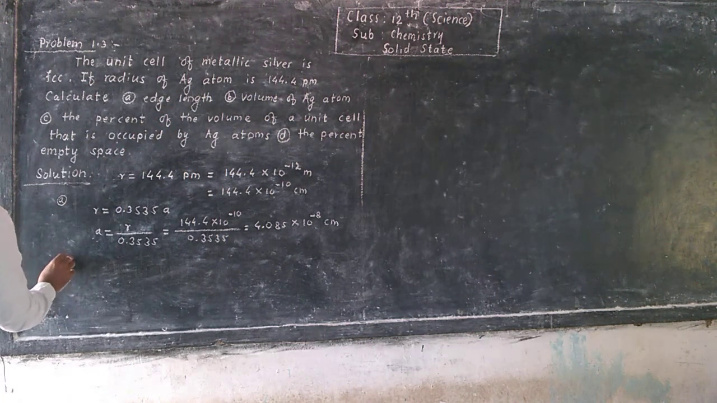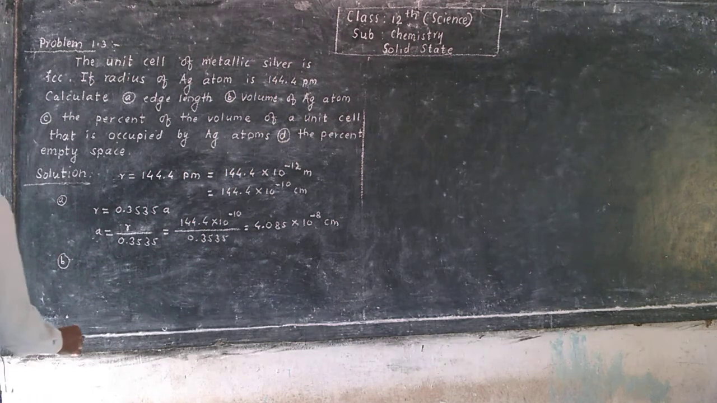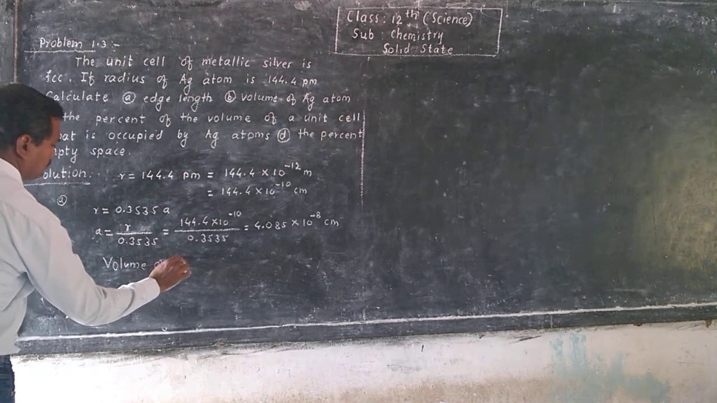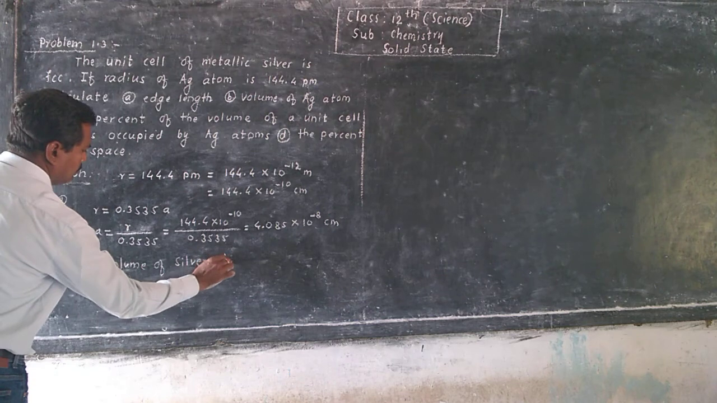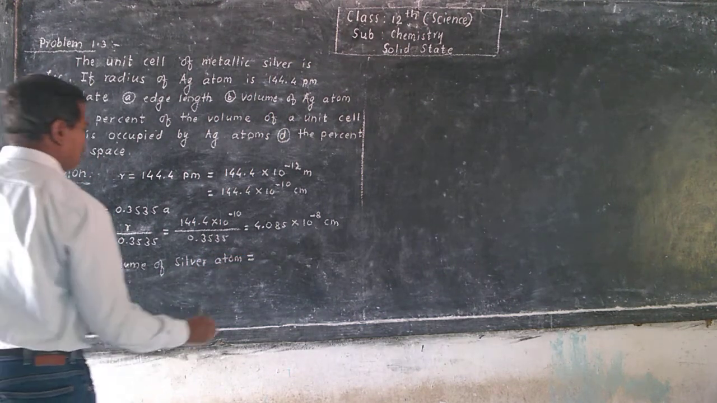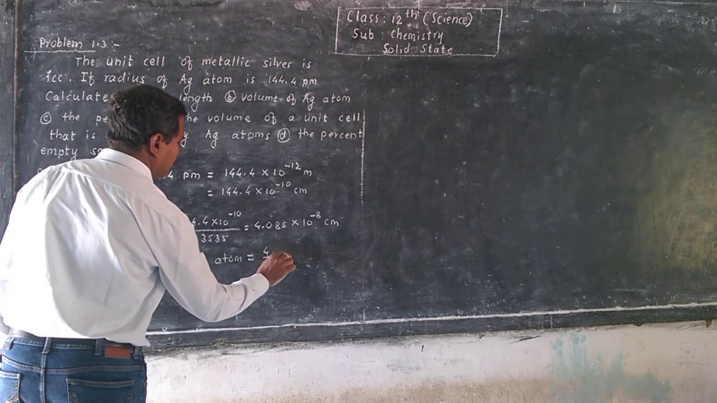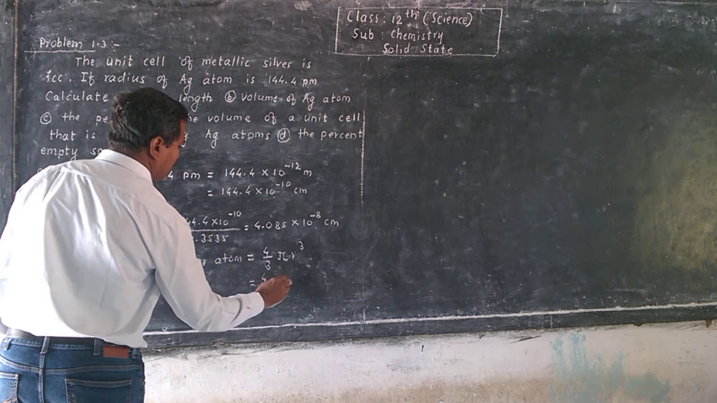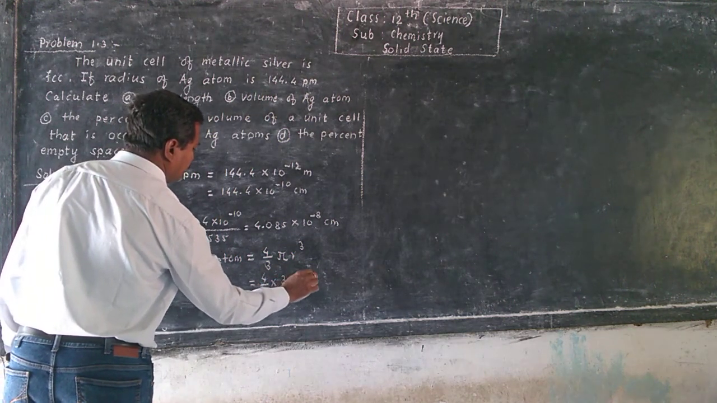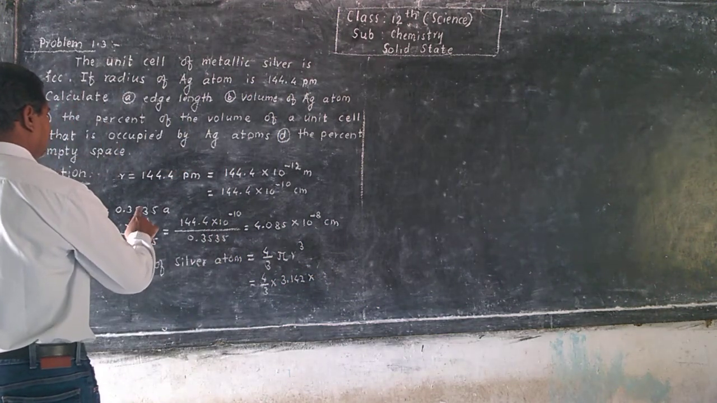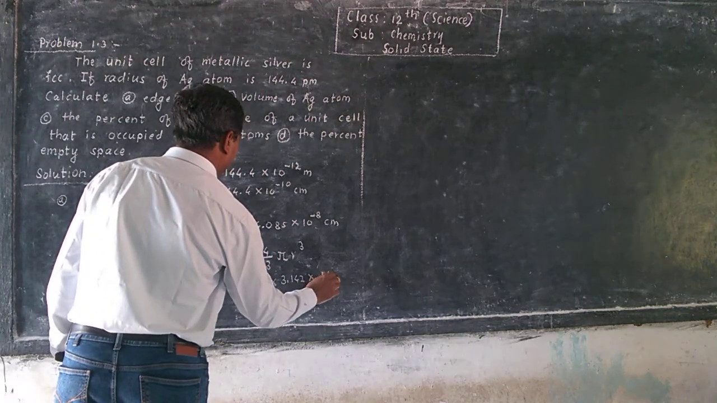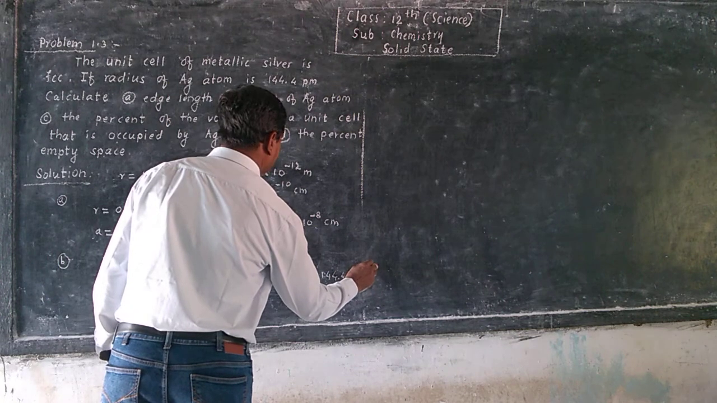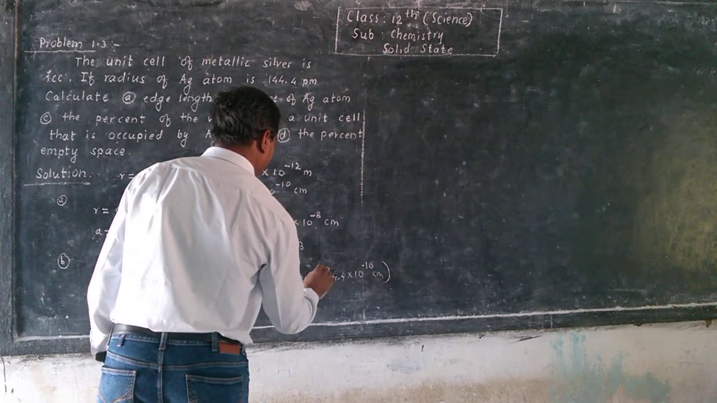The volume of silver atom. So we know that volume of sphere formula is 4/3 pi r cube. So here values are 4/3 into value of pi, 3.142, and radius is 144.4 into 10 raised to power minus 10 centimeter. So brackets cube.